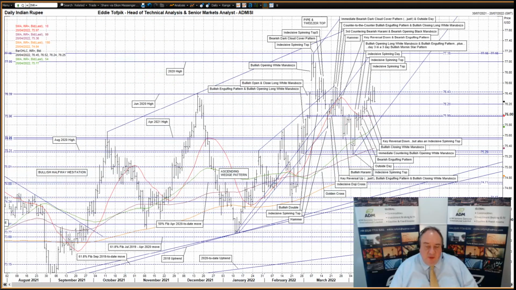US dollar against the Indian rupee. A simpler pattern yesterday after the day before yesterday's confusing second consecutive, if higher-tongued, indecisive spinning top, which in a contradictory fashion could also have been seen as a key reversal down. Well, yesterday was a simple bullish white soldier, closing right on the significant 61.8% Fibonacci line above at 76.43.